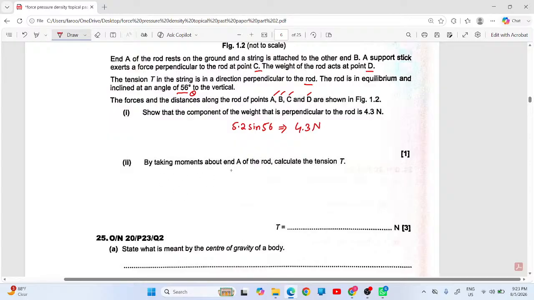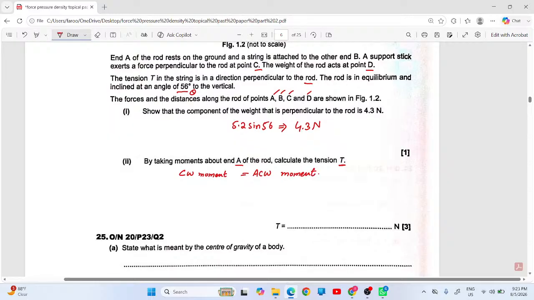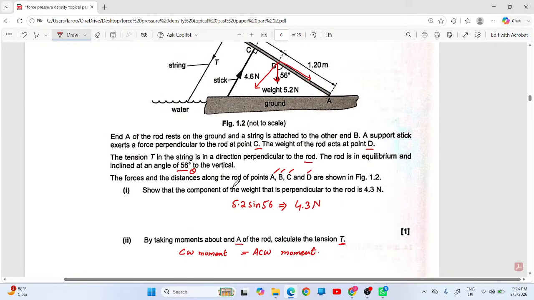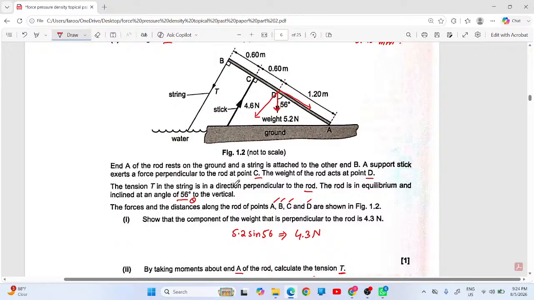By taking moment about A of the rod, calculate the tension T. You have to find the tension T, and for this we have to use clockwise moment equals to anti-clockwise moment. Clockwise moment equals to the anti-clockwise moment. Now, clockwise moment is due to किसकी वजह से लग रहा है? The A is acting as a pivot now.